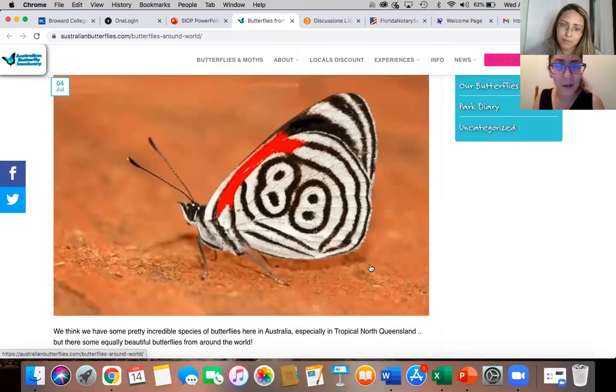Okay, wow. Look at that beautiful butterfly from Australia. You see the color? It's white. Kind of looks like a zebra, right? The animal that has black and white stripes. It's beautiful.